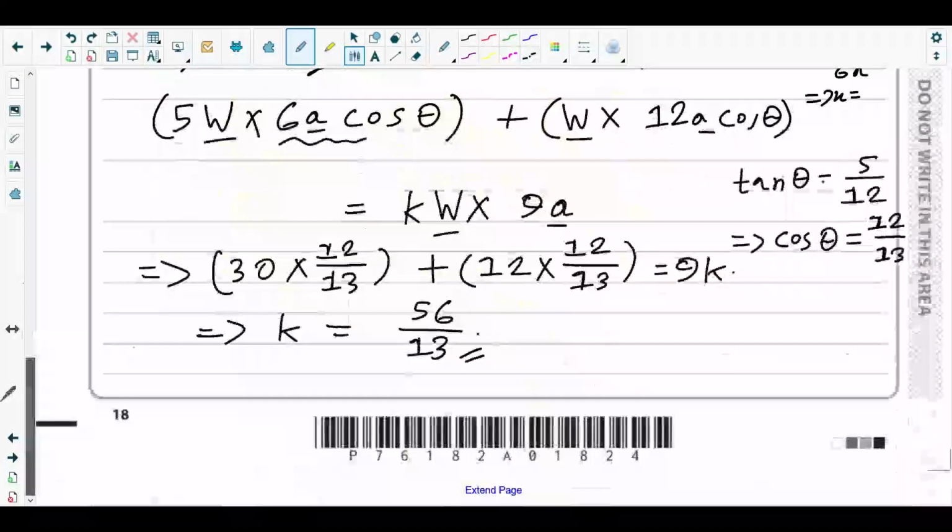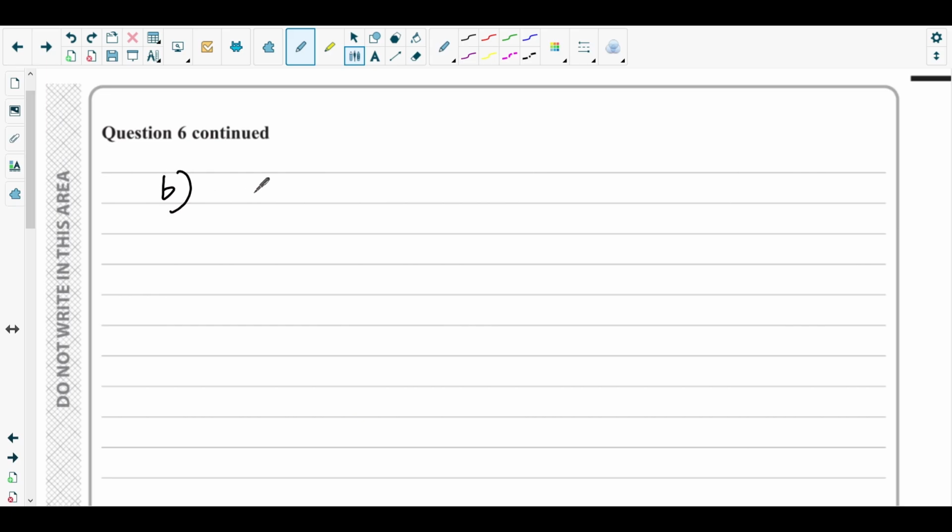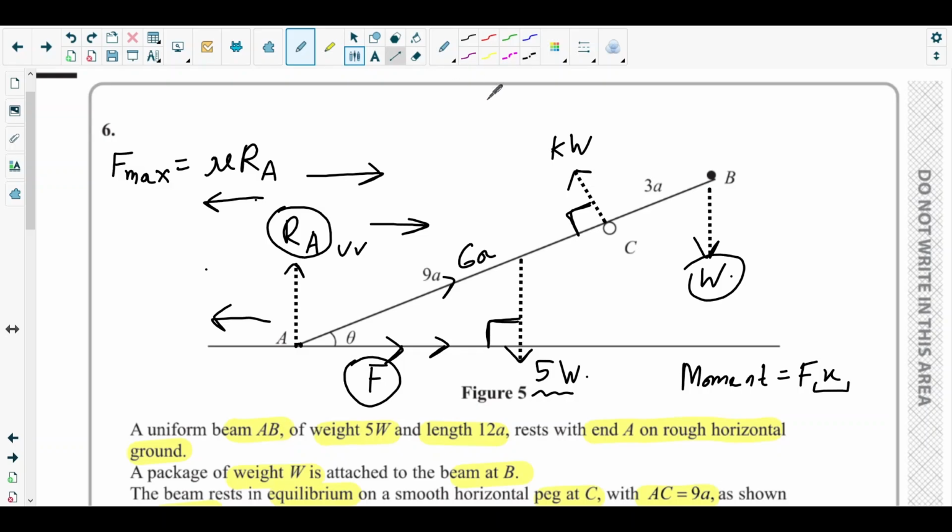We have to consider the forces acting on the beam vertically. For part B, consider the forces acting on the beam vertically. So what are the forces acting vertically? The reaction at A is acting vertically upward. And what else is acting vertically upward? The component of the normal contact force at C. Look, this component is perpendicularly upward. This component we need to figure out. This is the perpendicular component of the normal contact force at C.